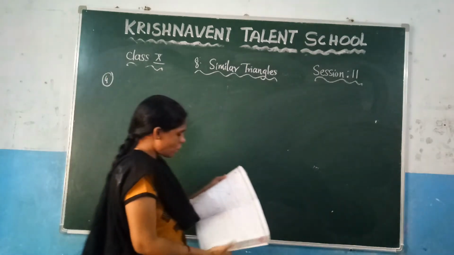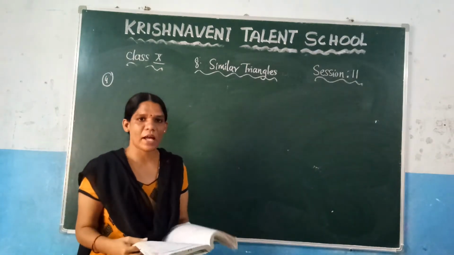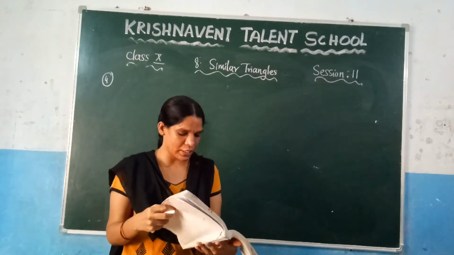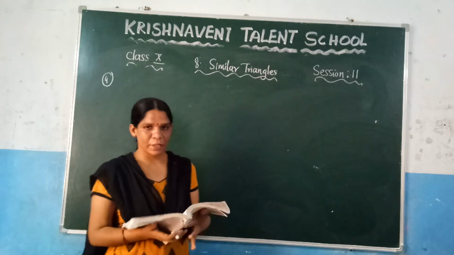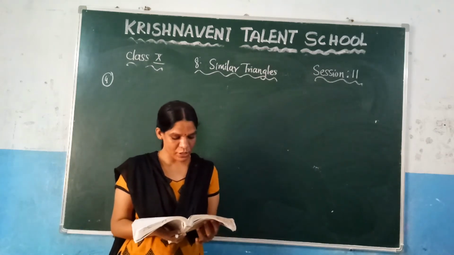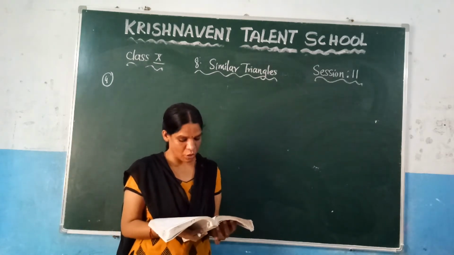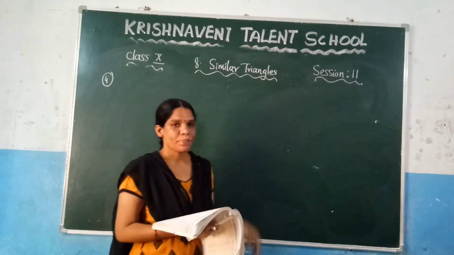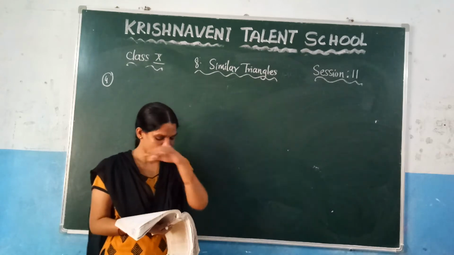Fourth question, what they have given here, a girl of height 90 centimeters is walking away from the base of the lamp post at a speed of 1.2 meters per second. If the lamp post is 3.6 meters above the ground, find the length of her shadow after 4 seconds. So here, let us understand what they are saying in the question.